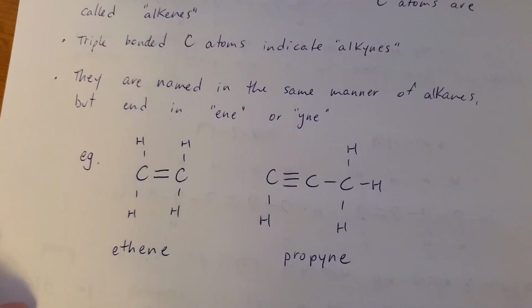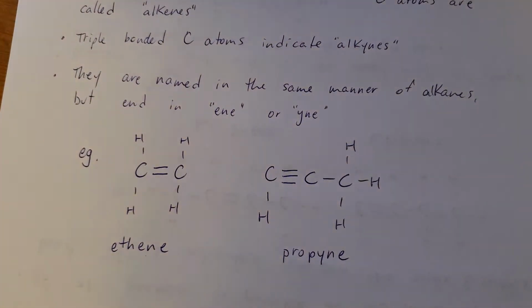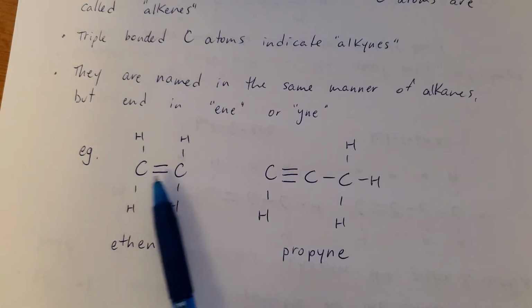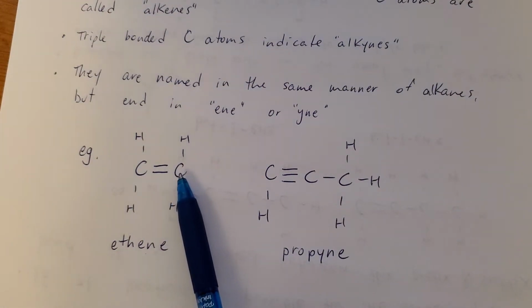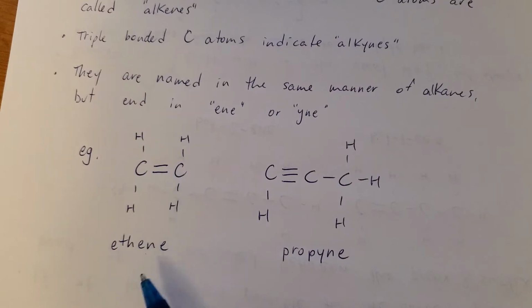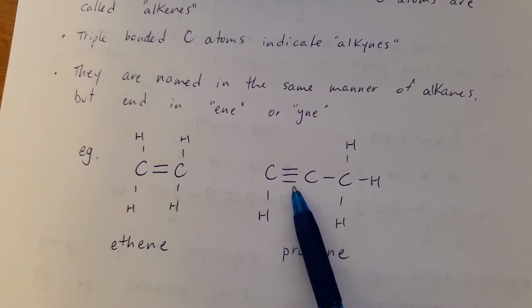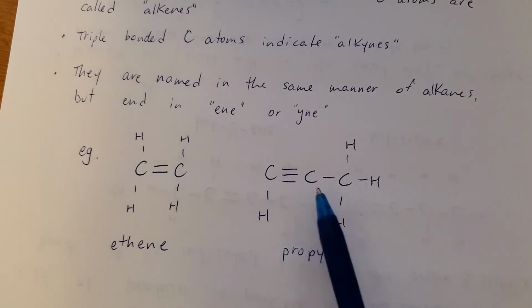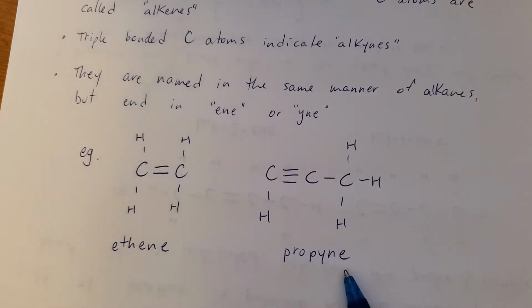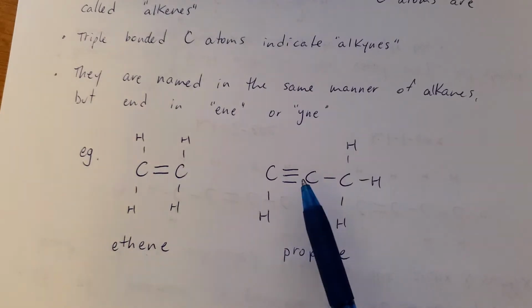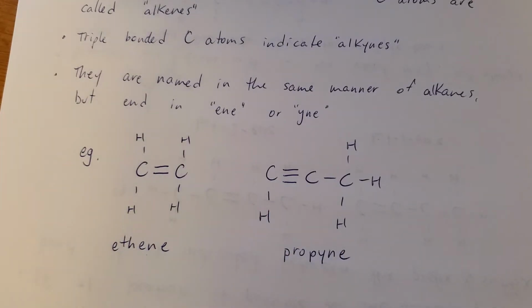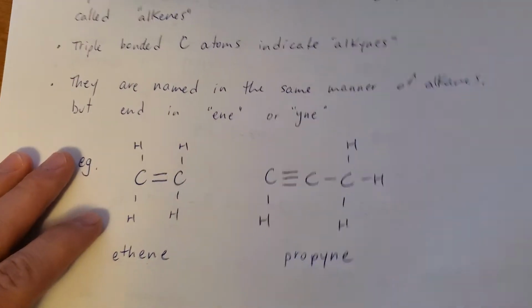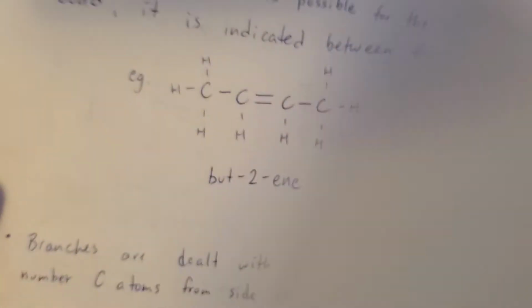Here are the two simplest versions. If you have two carbon atoms double bonded, that would be ethane if it was single bonded, but since there's a double bond, it's ethene. A triple bond means it's going to end in yne. Three carbons means this is propyne. If it was a double bond, it would be propene. If it was a single bond, it would be propane.